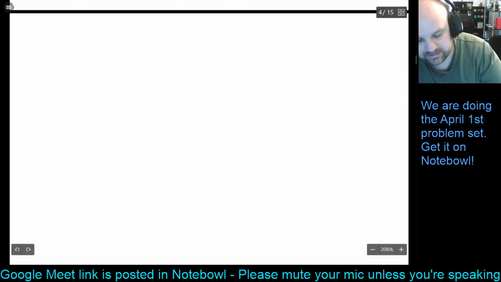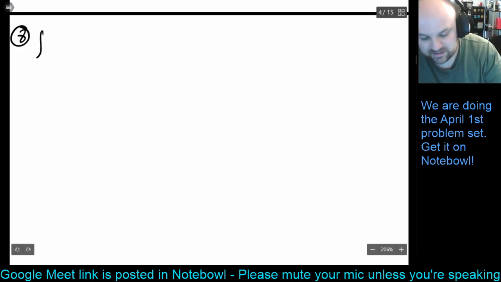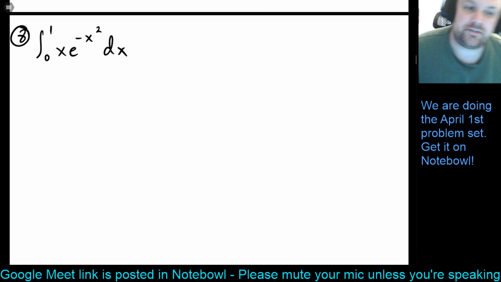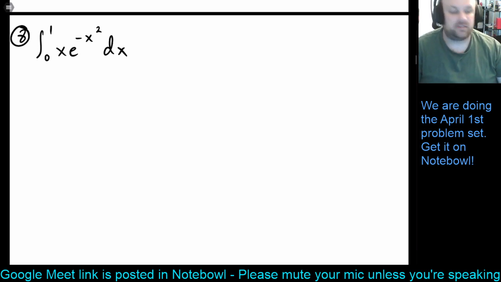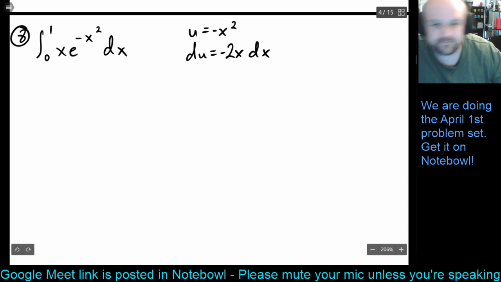Let's look at problem 8. We're integrating from 0 to 1, x e to the minus x squared dx. When doing this one, we figure out what part looks like a composition, what part looks hard to deal with, and it's that x squared in the exponent here. So u is -x squared, so du is going to be -2x dx.